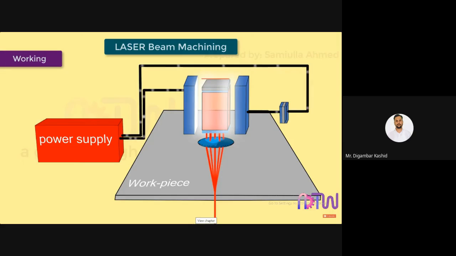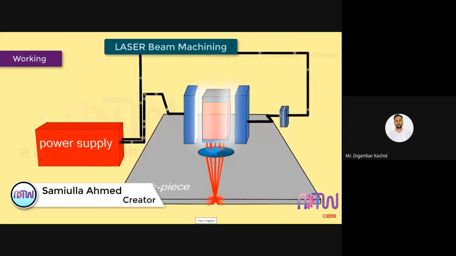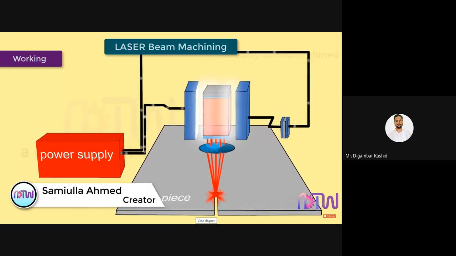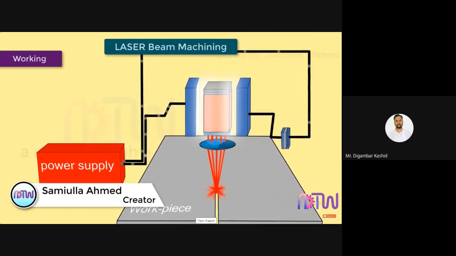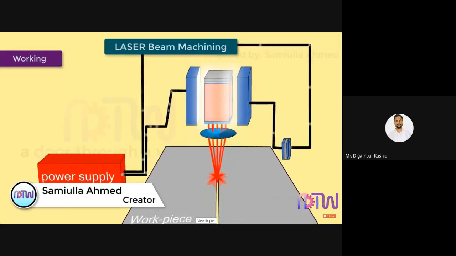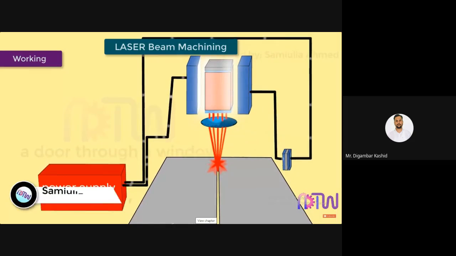A 100% reflective mirror is used to reflect all the photons back to the crystal, whereas a semi-reflective mirror reflects some of the photons back. The photons escaping through the semi-reflective mirror form a high-energy laser beam. Then a lens is used to focus the laser beam onto the workpiece to be machined. Interaction of the laser and workpiece produces a large amount of heat, thus vaporizing the surface of the workpiece, cutting grooves of various shapes or cutting the workpiece.